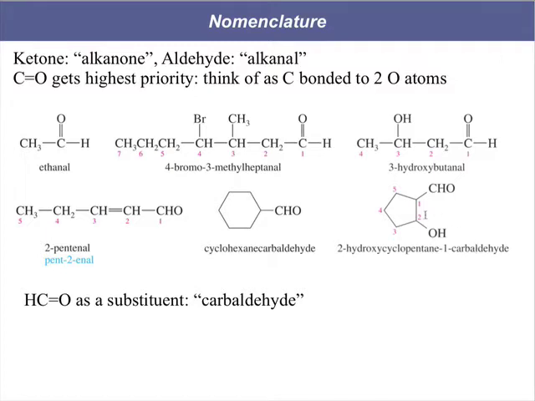It's kind of named as a substituent, but it's also kind of tacked on the end as a root would be. We're not going to see many groups like this, but in general, an HC double bond O is a substituent. You could call it a carbaldehyde group.